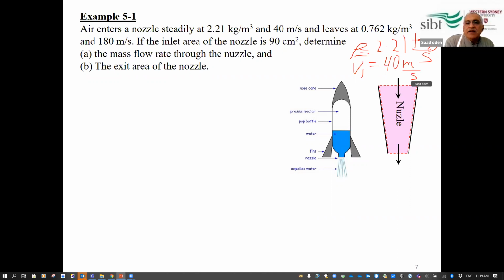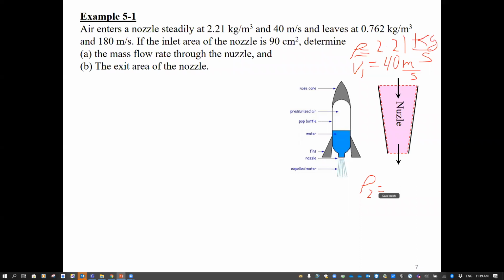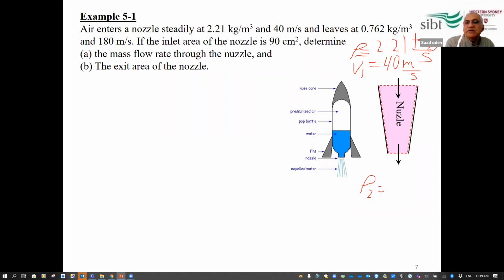Okay. And the density leaving, rho, is 2.21 kilogram per meter cube, right? Yeah, correct. So kilogram per meter cube.